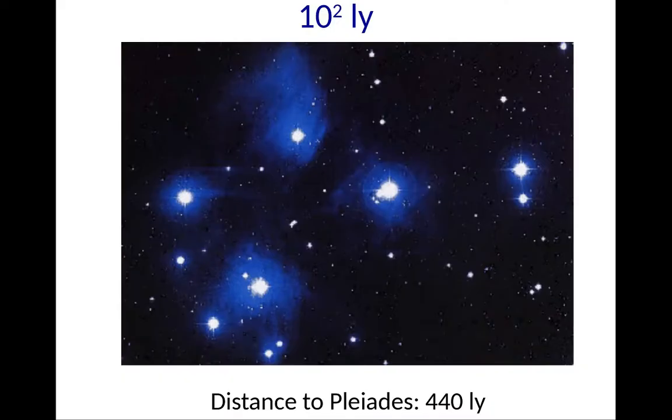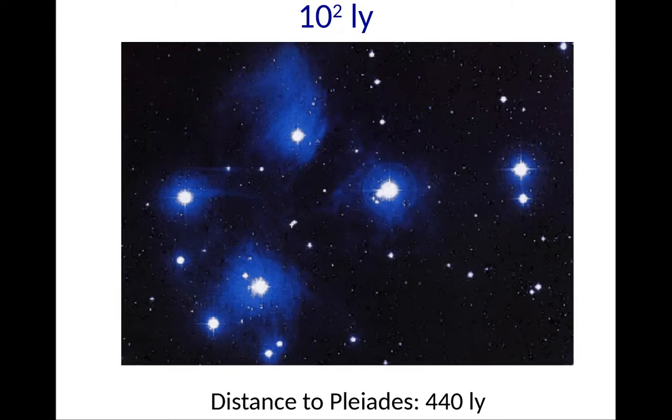At 100 light years away, that's roughly the distance to the Pleiades, which is a bright collection of stars that you can see in the summer sky. Blue stars, very young systems, so they tend to look blue. The Pleiades is about 400 light years away, so basically about 10² or 100 light years, this is roughly distances to some of our closer stellar neighbors, not the closest.